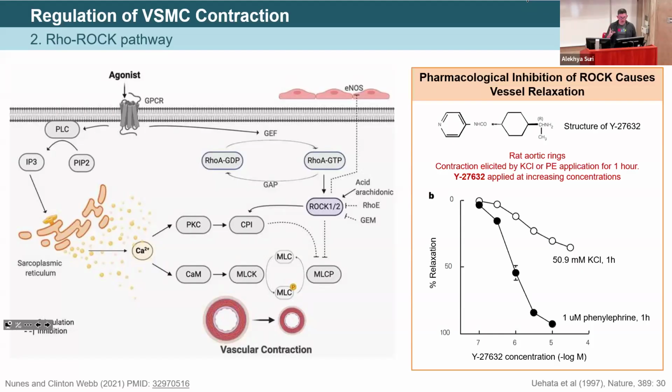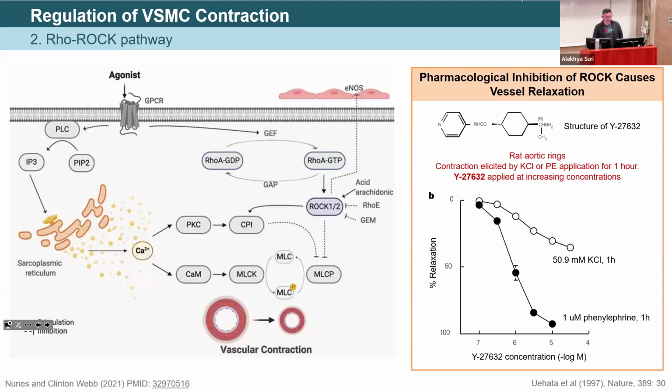This graph is a little weird, but basically, this paper, which is from 1997, so almost 30 years ago, showed that inhibiting Rho kinase leads to vessel relaxation. This group was trying to characterize the functions of a particular molecule which they call Y27632. This molecule is a very well-known inhibitor of Rho kinase, right? So that's what it does. It prevents Rho kinase from doing its job.